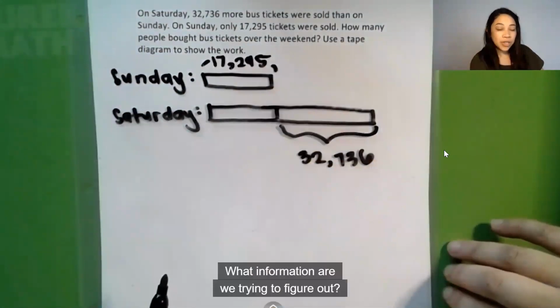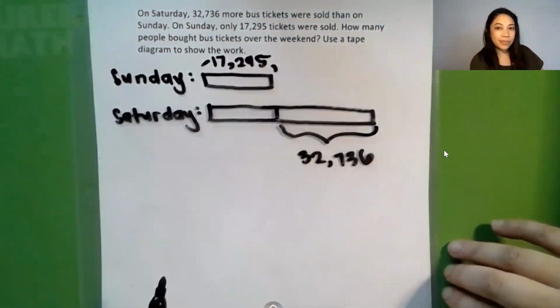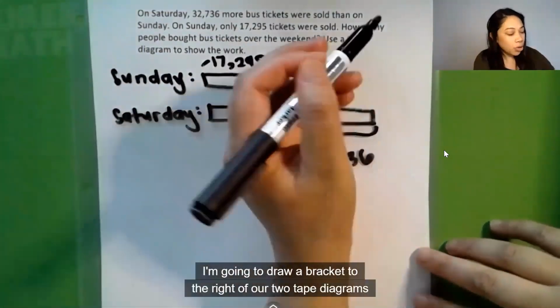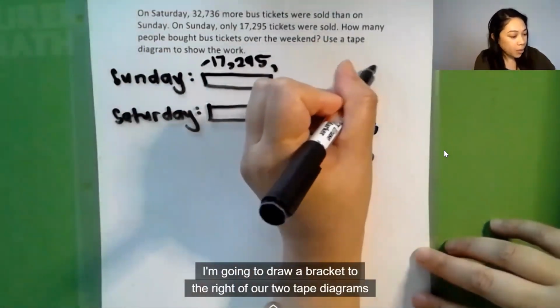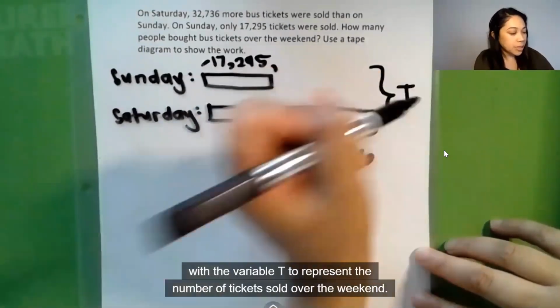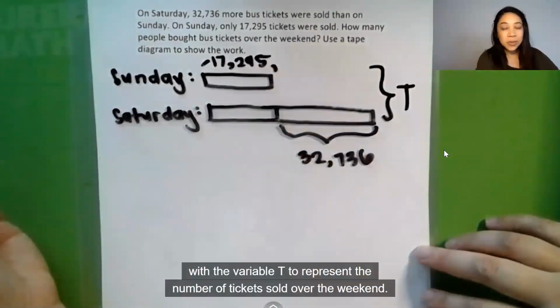What information are we trying to figure out? We need to solve how many people bought bus tickets over the weekend. I'm going to draw a bracket to the right of our two tape diagrams with the variable t to represent the number of tickets sold over the weekend.